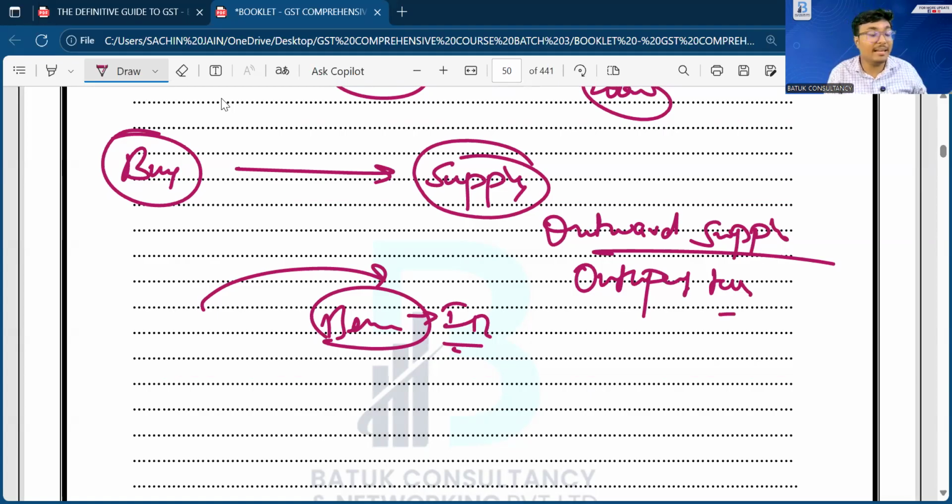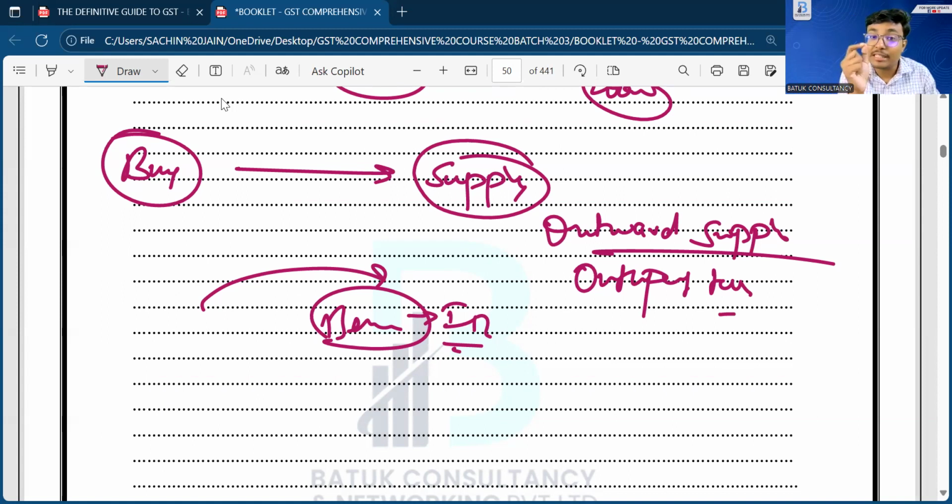There may be chances that someone is making the outward supply and someone wants to take the benefit of input tax credit. Hence, the person may go for fake invoicing. That means that person may buy the invoices from certain suppliers without actual movement of goods. Okay. So in that case, that input tax credit will be treated as fake ITC. These chances are also there.